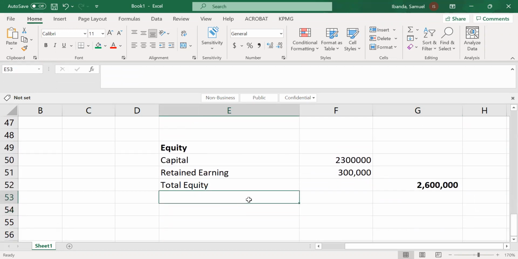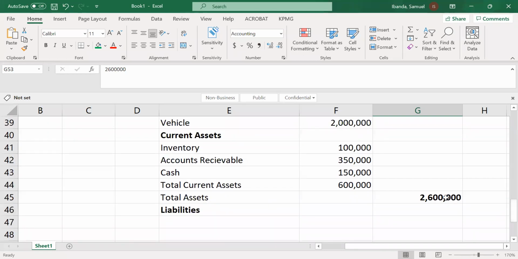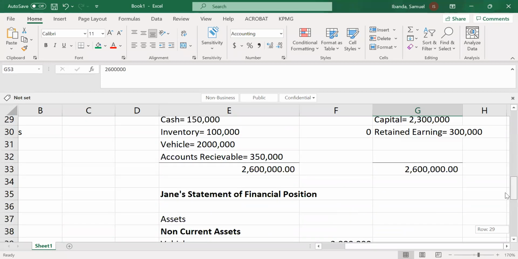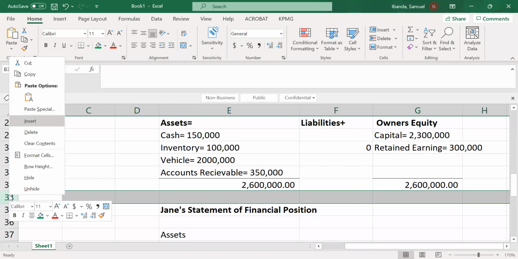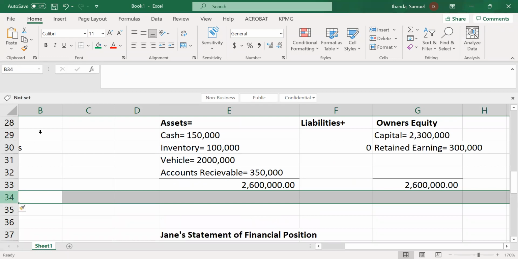So here we later get our total equity plus liabilities, which is still 2.6. You can see that our balance sheet has actually balanced. We have total assets of 2.6 and total equity and liabilities of 2.6. Let's see, just in case we had a liability, let me try to demonstrate for you. Maybe this will be much easier.